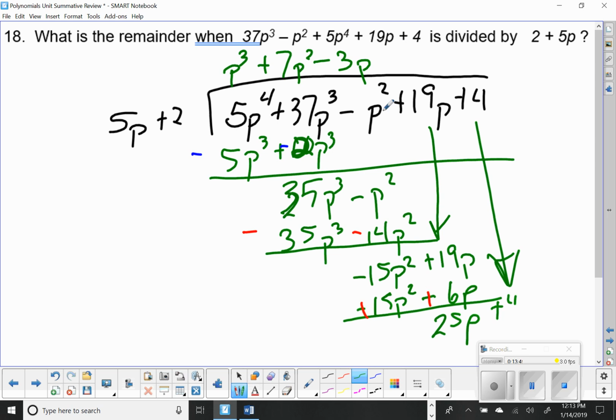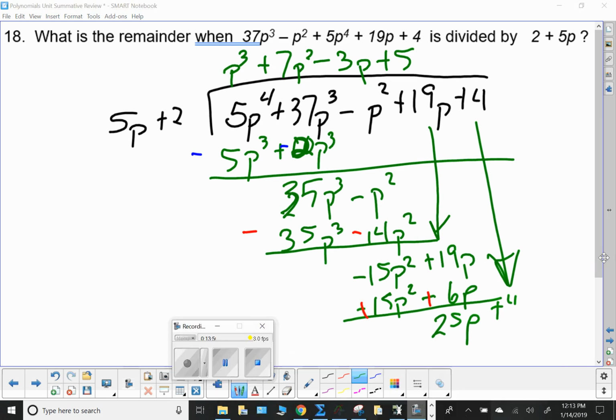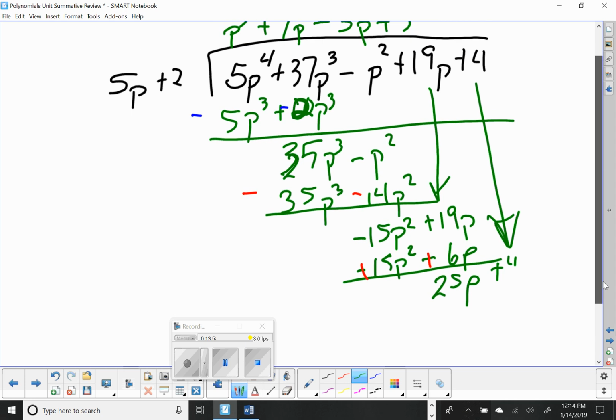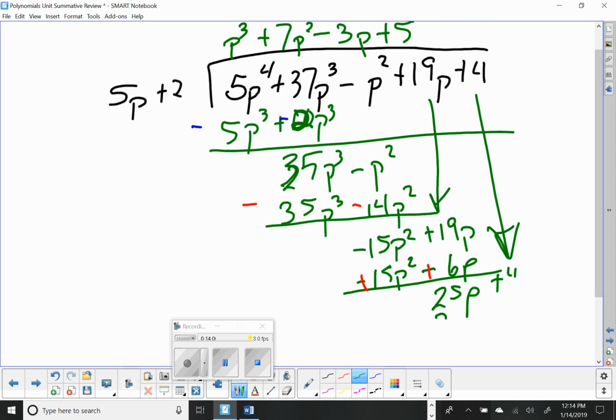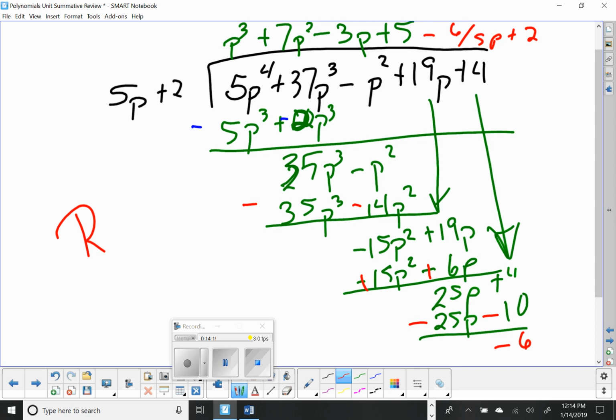5 will go into 25 5 times. Oops. 5 times 5 is 25p. 5 times 2 is 10. I'm subtracting, so I'm going to wind up with minus 6. So up here, this is minus 6 over 5p plus 2. The remainder is equal to 6.